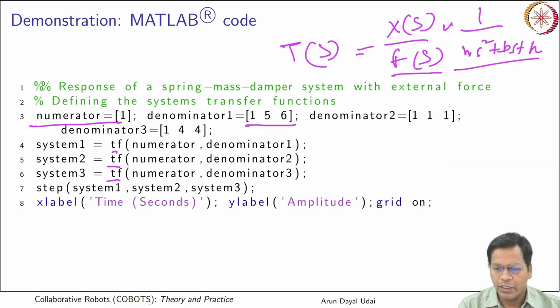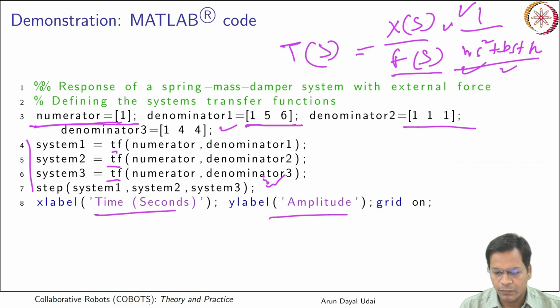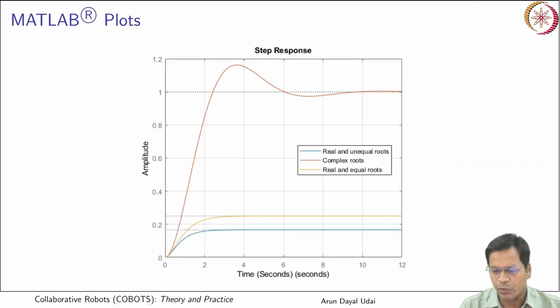So now this becomes your numerator, that is your denominator. For numerator you have the same values for all the cases, whereas this will change. So that is the denominator for the first case, for the second case, and for the third case. So you have three systems. All of these can be plotted together in MATLAB. Okay, I am labeling it like this. So I am plotting all the systems together here. So this was the system with real and unequal roots.